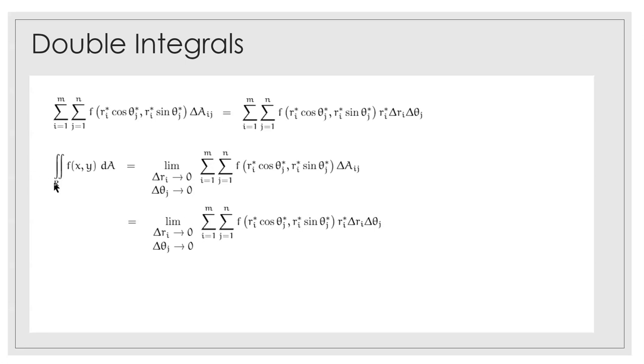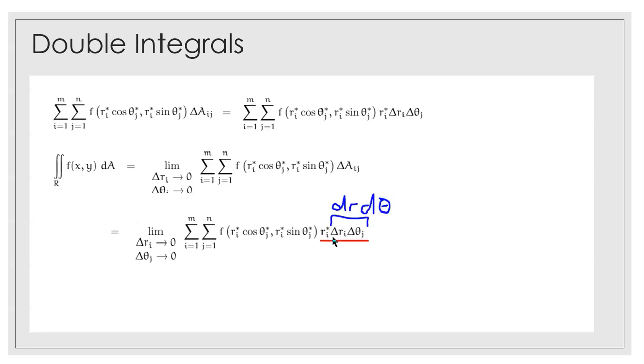So our integral becomes alpha to beta, a to b of my function. Don't forget that r there, dr d theta. So that's how we integrate a function over the region dr d theta. That's how we integrate f of x, y over the region R.